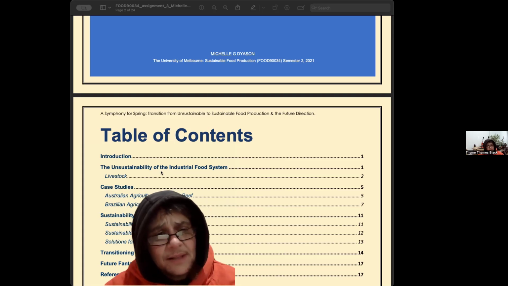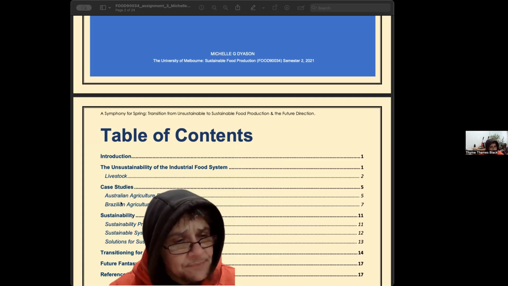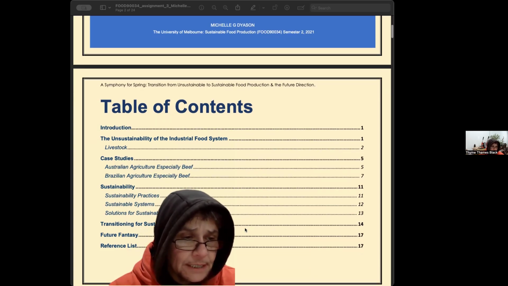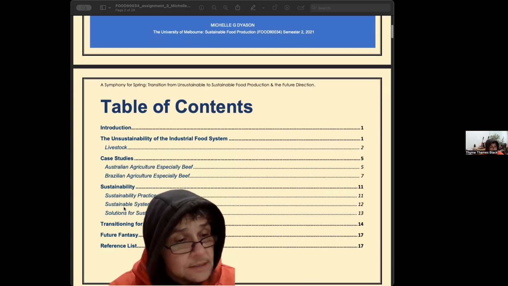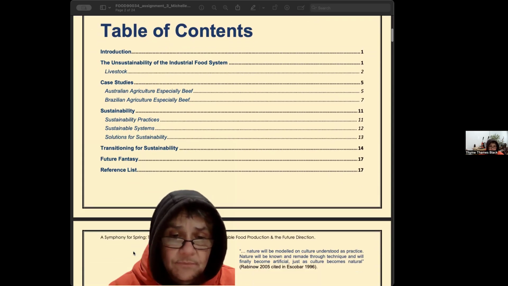The unsustainability of the industrial food system, livestock, case studies, Australian agriculture, especially beef, Brazilian agriculture, especially beef, sustainability practices, sustainable systems, solutions for sustainability, transitioning for sustainability, future fantasy, reference list.